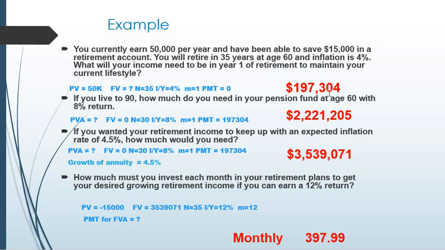When you do that, you're going to find out that in retirement, you're going to need $197,000 to live like you're living with $50,000. Sounds a little scary, doesn't it? So if you expect to live to be 90 years old, how much do you need in your pension fund if you can earn 8% during retirement? Again, you're going to receive this $197,000 as a cash flow, as an annuity. You need $2.2 million to invest and get $197,000 a year for the 30 years in retirement.